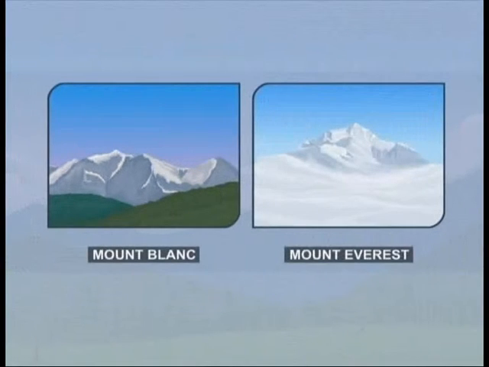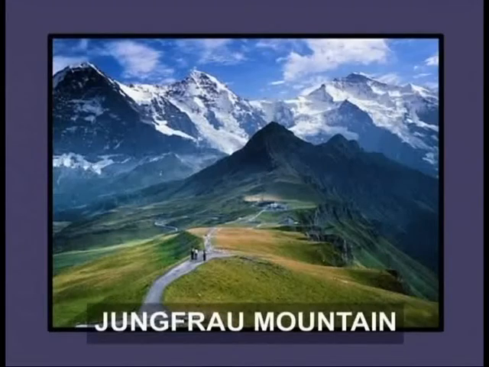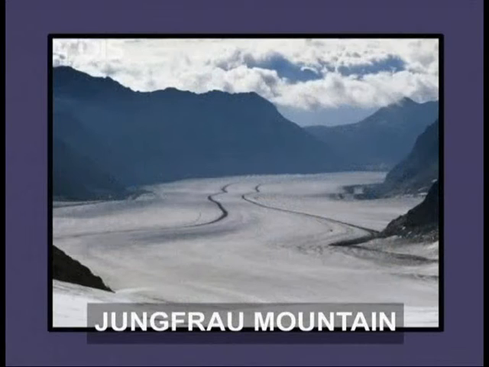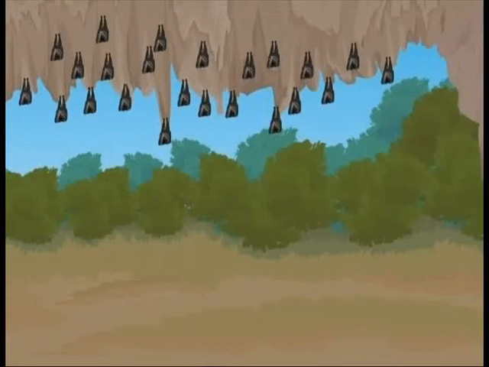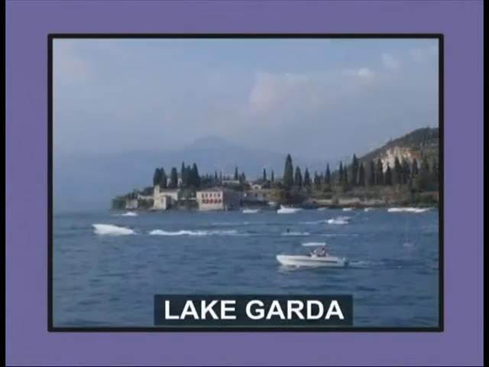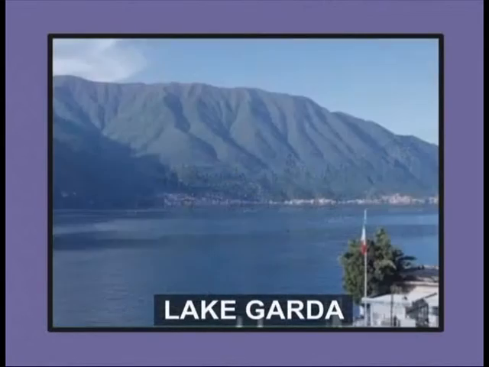Mont Blanc, which means white mountain, is the highest of the alpine peaks. It is a little above half the height of Mount Everest. The Jungfrau is among the tallest of the Alps and is surrounded by massive glaciers. The Slovenian Alps are inhabited by bat species and have limestone caves. Sheltered by the mountains is Italy's large lake called Lake Garda, which has a warm Mediterranean climate.